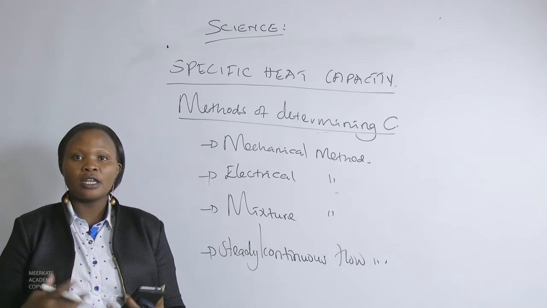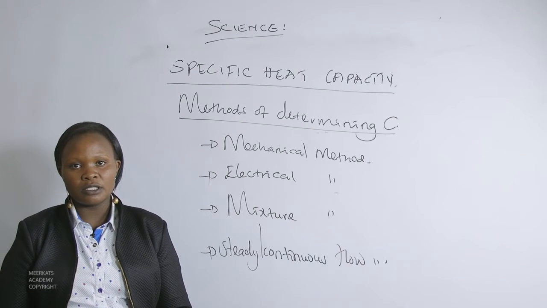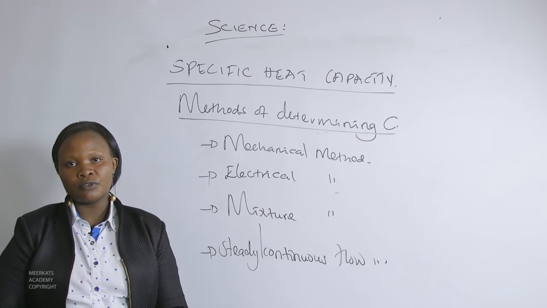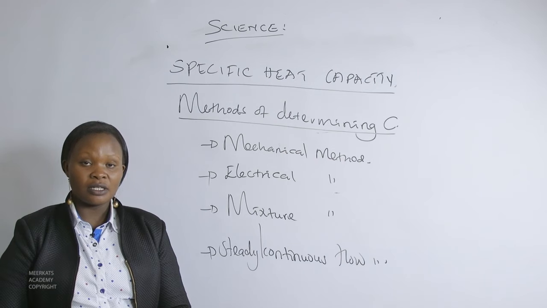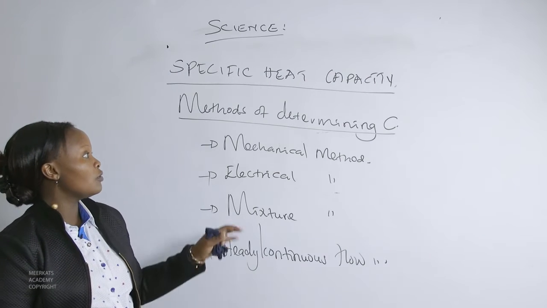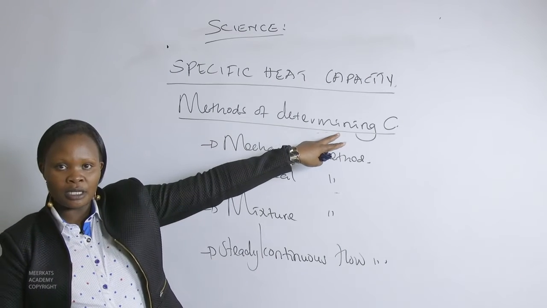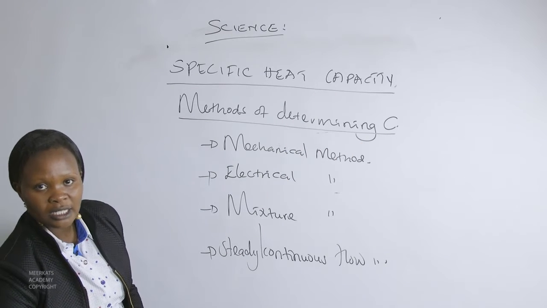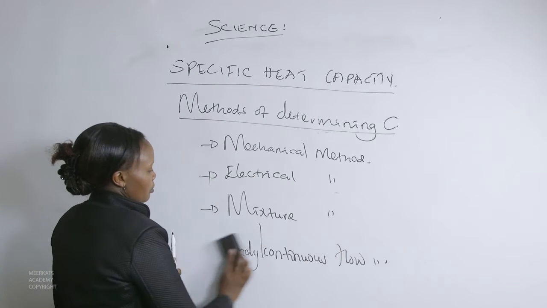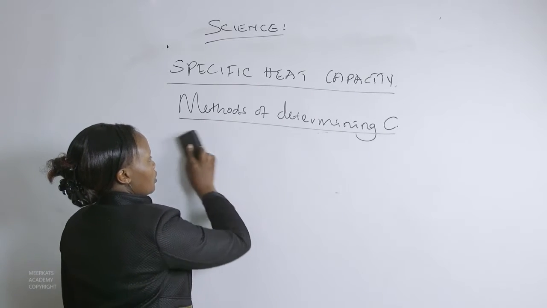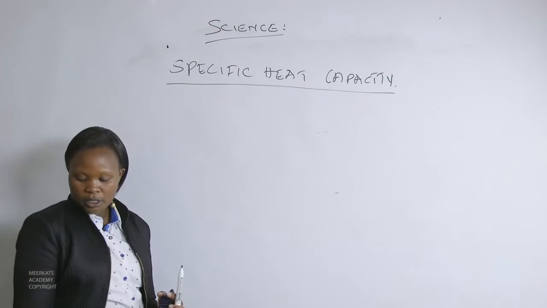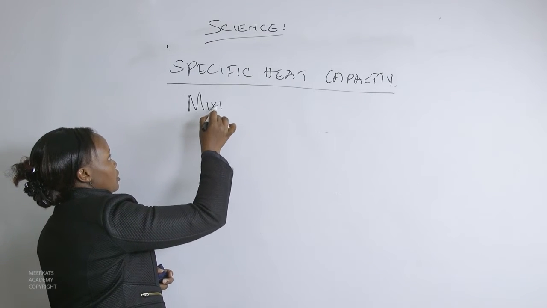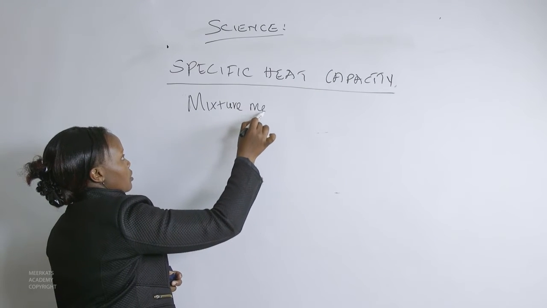Now, depending on the set of apparatus that we have at our disposal, we can manage to apply any of those four, but they are supposed to give us the same result because all of them seek to determine the specific heat capacity. Now, I will want to look at them one at a time. And I will start with what we call the mixture method.